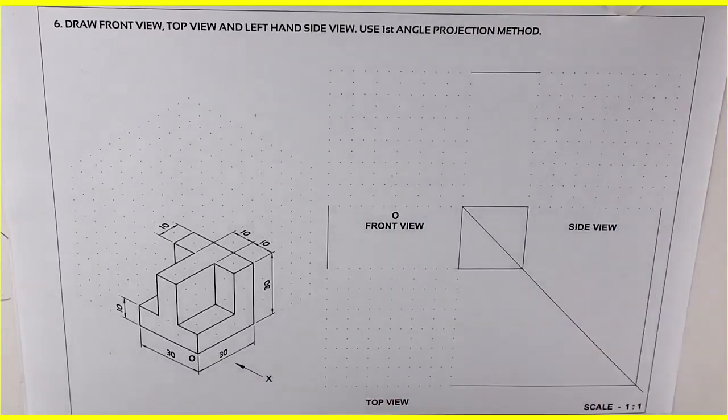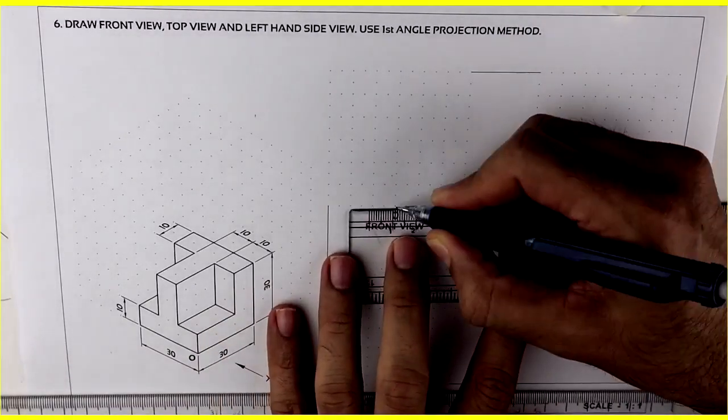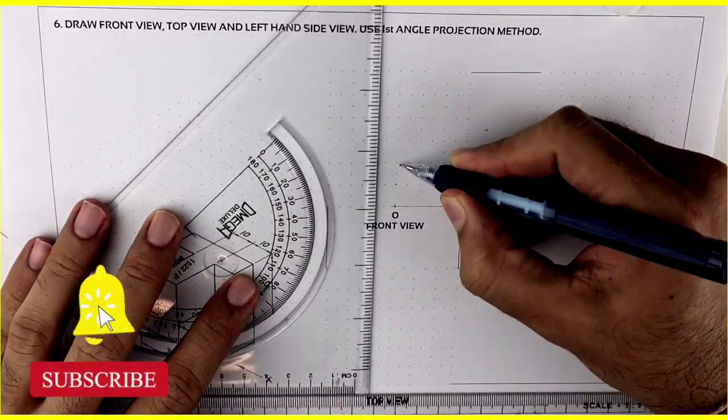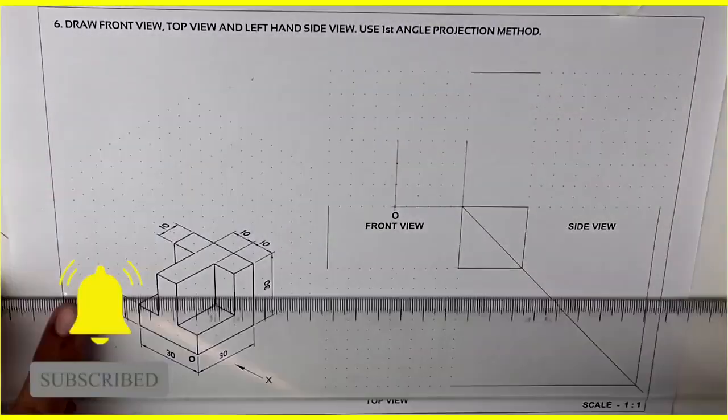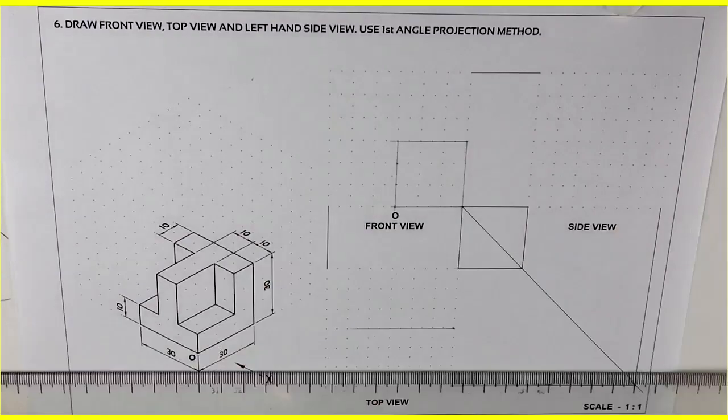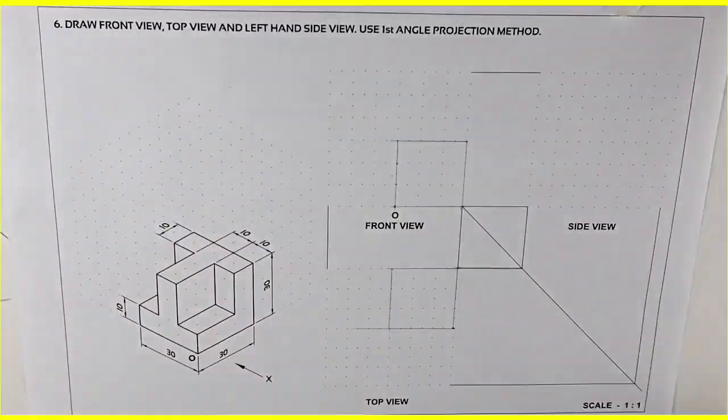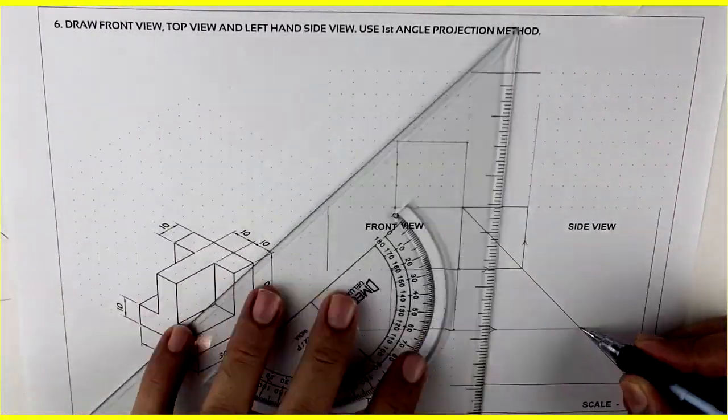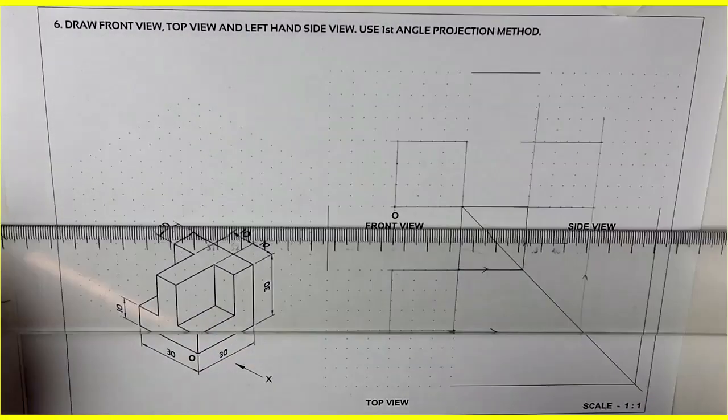So first we need to draw the layout. So we'll take 30 length, 30 height and 30 width. Always remember to draw the layout. Even if you only draw the layout, in the exam you will get marks.